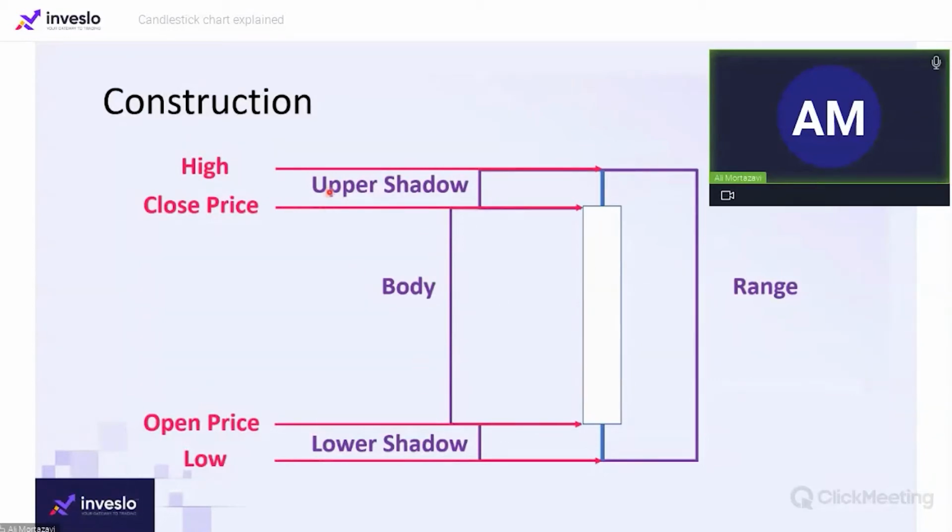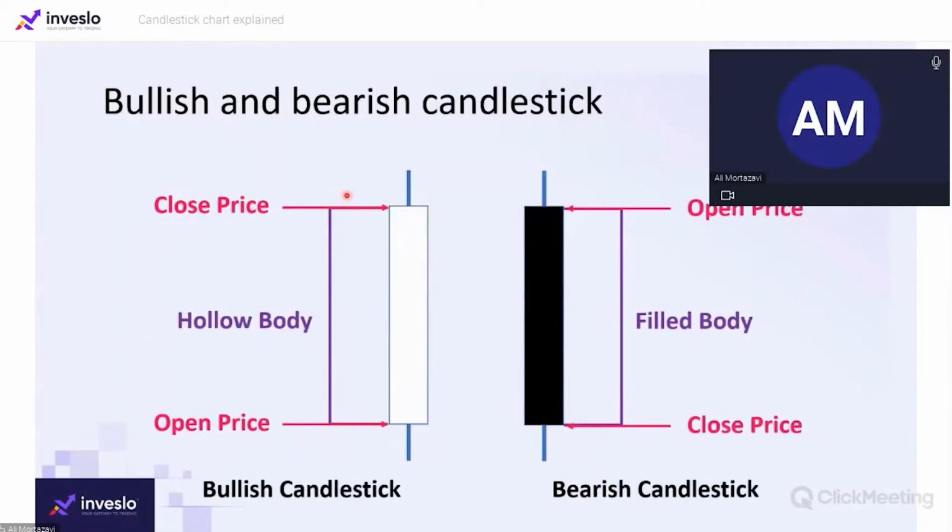Okay, the body and shadows. We have a body and upper shadows and lower shadows. The distance between the lowest price and the body is called the lower shadow, and the distance between the highest price of the session and the body is called the upper shadow. But let's see how we can identify the bullish and bearish market sentiment.